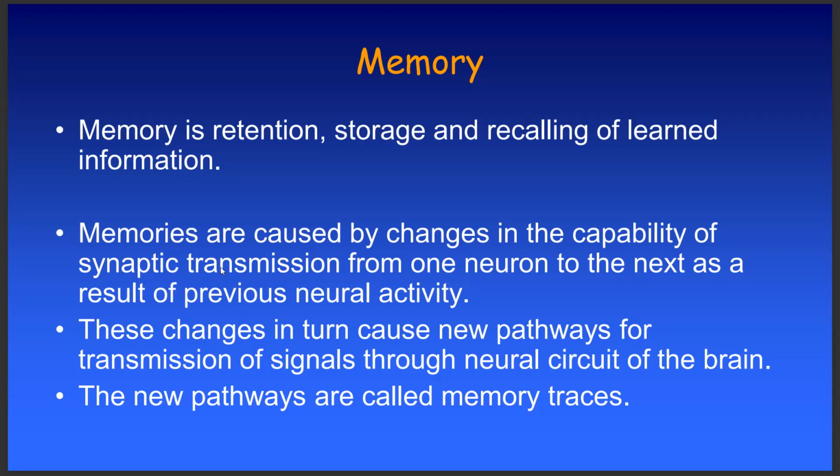Synaptic transmission means the transmission of impulse from one membrane, the presynaptic membrane, to the postsynaptic membrane. So from one neuron to the next neuron, at the interneuron synapse, as a result of previous neural activity. These changes in turn cause new pathways for the transmission of signals through the neural circuits of the brain. The new pathways are called memory traces, which are stored in some specific areas, and under our will, we recall all those memories.